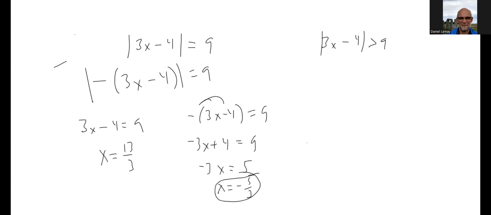And I think they think about it as being, well, if I don't have to worry about switching anything outside, just inside, that's what they do. Same thing works with an inequality. I know I have to say, well, I know that 3x minus 4 has to be greater than 9. And I also know that negative times 3x minus 4 has to be greater than 9.